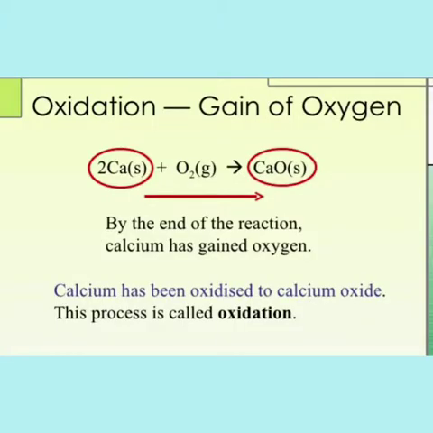Now let's understand oxidation with the help of this example. In this reaction, calcium reacts with oxygen to form calcium oxide. Now you can see that by the end of the reaction, calcium has gained one oxygen atom. This means calcium has been oxidized to calcium oxide. This process is called oxidation. There is a gain of oxygen atom.